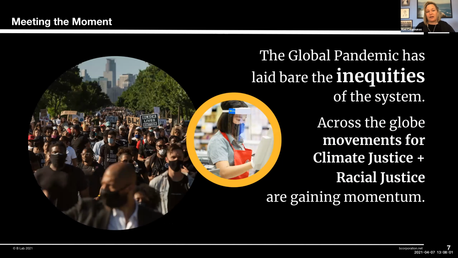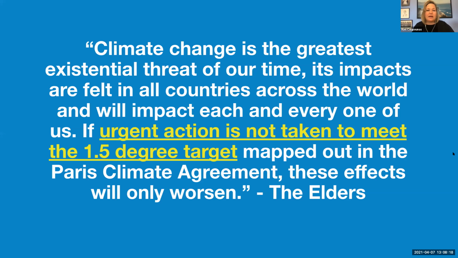The global pandemic has laid bare a multitude of inequities in the system. And so across the globe, as a result of these inequities and climate change, we're seeing massive social movements for climate justice and racial justice, and they are gaining momentum. So the elders have shared, and so many of our leaders have shared, that climate change is the greatest existential threat of our time. Its impacts are being felt in countries and by people all across the world, and it's going to impact each and every one of us if it hasn't already. If we don't take urgent action to meet the 1.5 degree target mapped out in the Paris Agreement, these effects are only going to worsen.